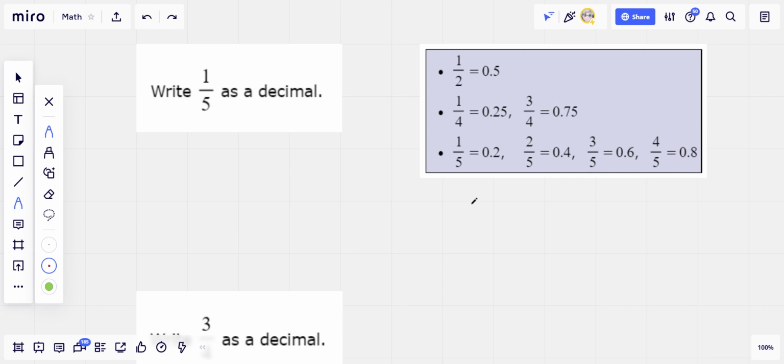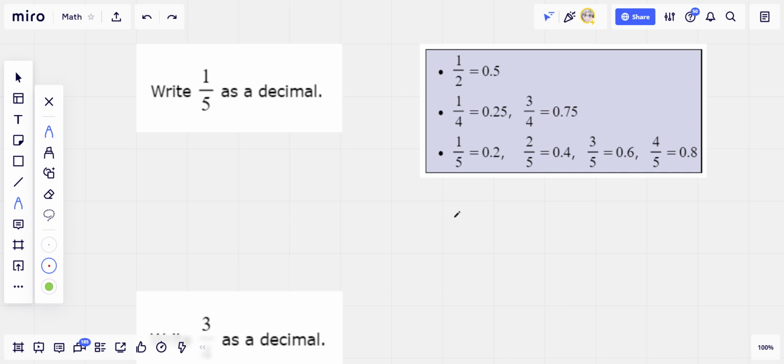Well, there's a pattern here. The first fifth is 0.2, so 1/5 is 0.2, 2/5 is 0.4, 3/5 is 0.6, 4/5 is 0.8. You can see it's going 2, 4, 6, 8. It's going up by 0.2 every time.